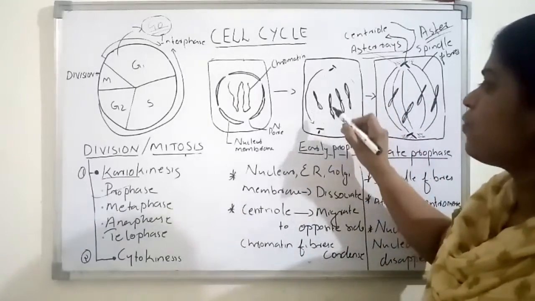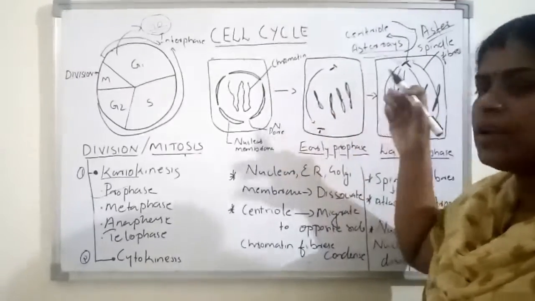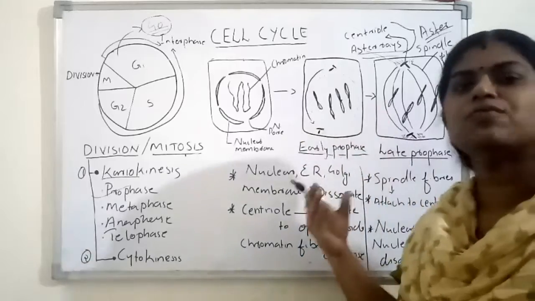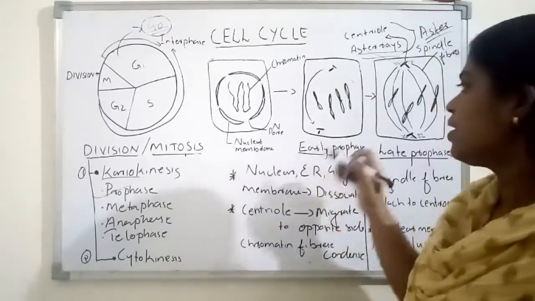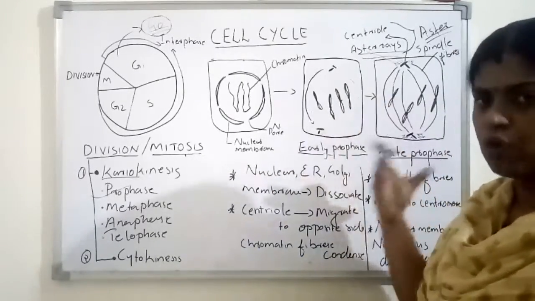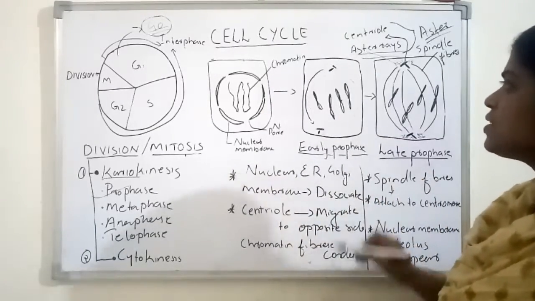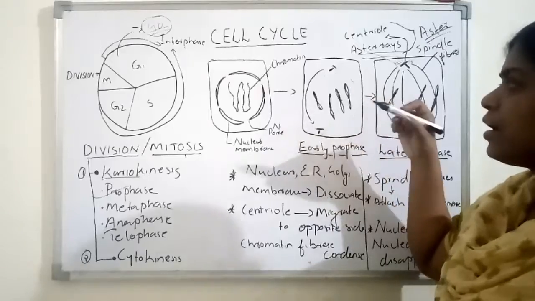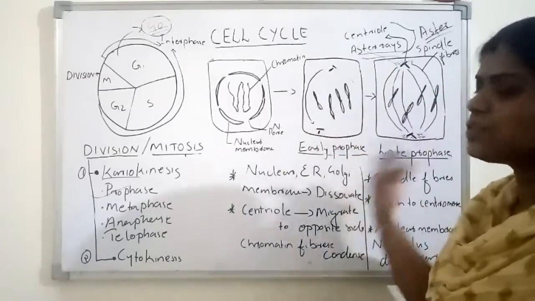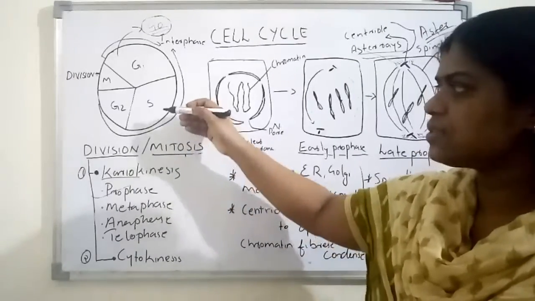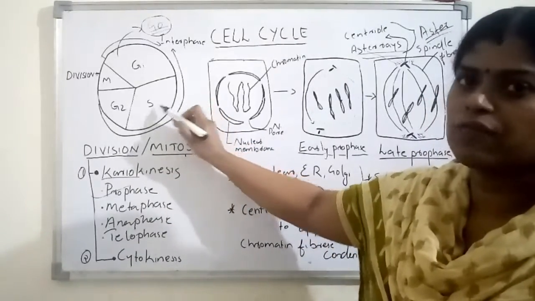So in early prophase, the chromatin fiber will condense, and we can observe the chromatin fiber in the form of chromosomes. The appearance of the chromosome occurs in early prophase. And afterwards, the centriole has already been divided in the S phase itself. The division of the centriole is a feature of S phase.